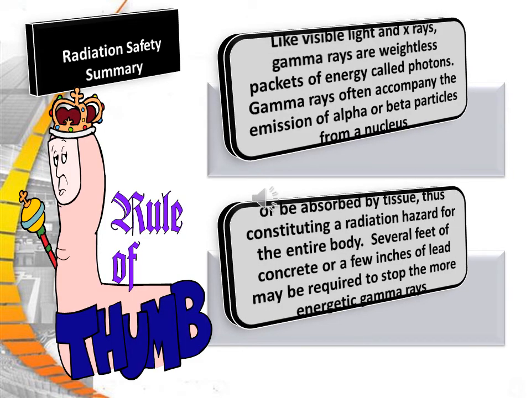Like visible light and X-rays, gamma rays are weightless packets of energy called photons. Gamma rays often accompany the emission of alpha and beta particles from the nucleus, or can be absorbed by tissue, thus constituting a radiation hazard for the entire body. Several feet of concrete and a few inches of lead may be required to stop more energetic gamma rays.